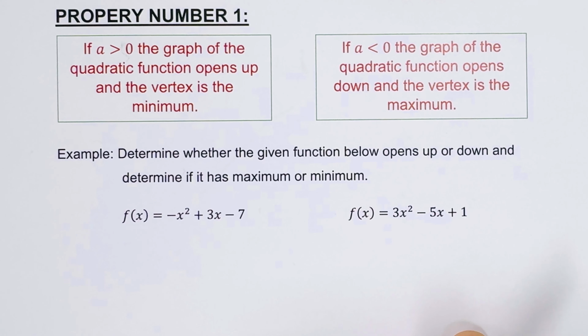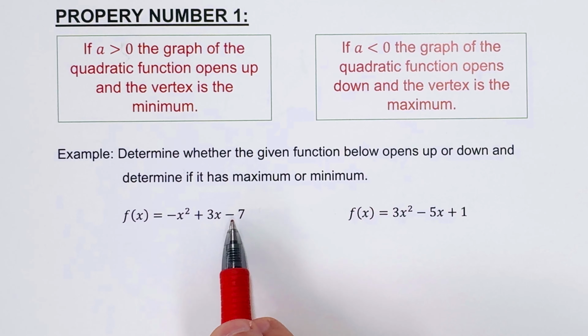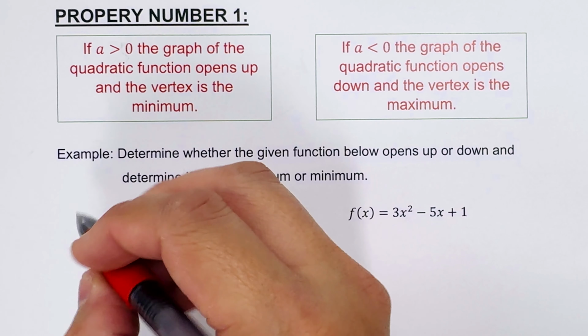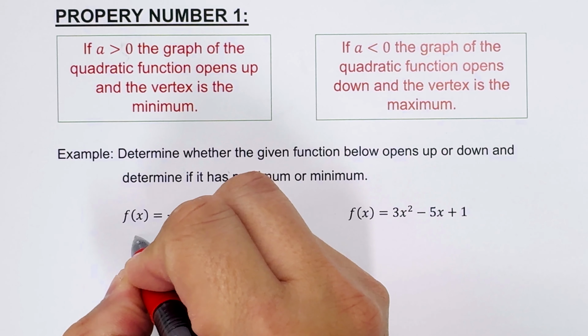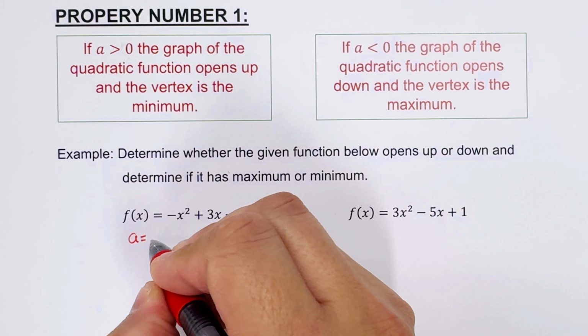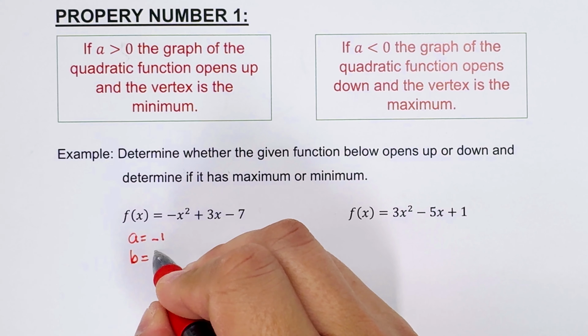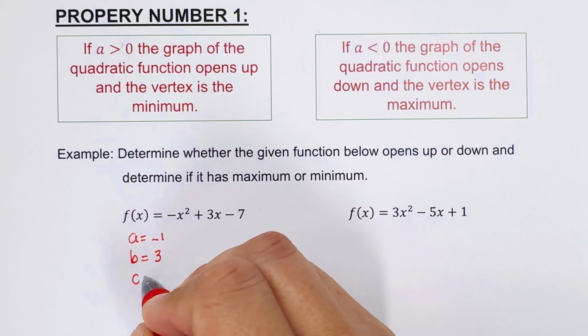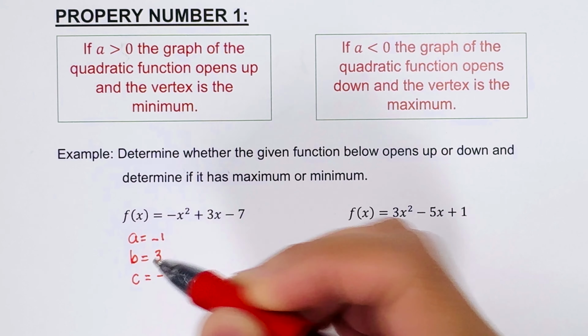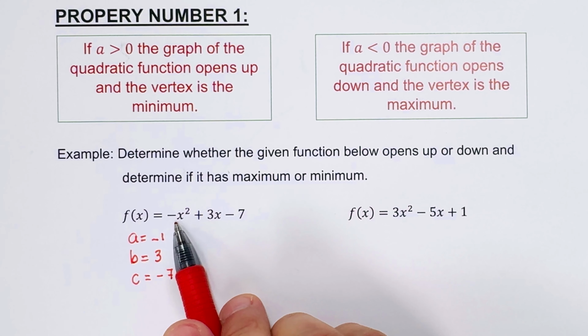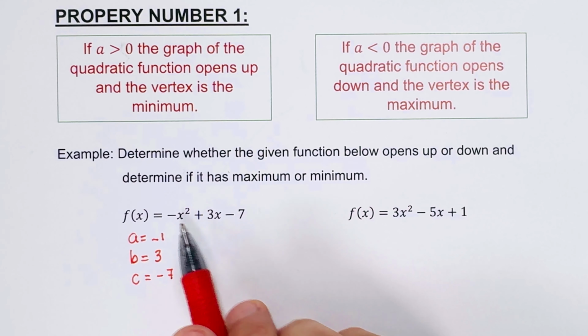Let's have this function f of x is equal to negative x squared plus 3x minus 7. Let's determine the a, b, and c first. Our a here is the one next to the x squared, so that's negative 1. Our b here is 3, and our c is negative 7. So pretty much it's like a, b, and c.